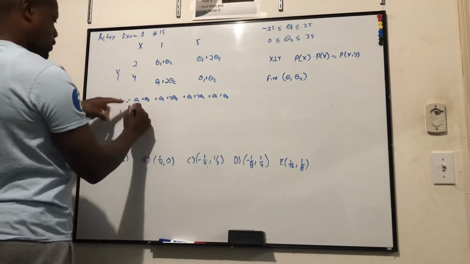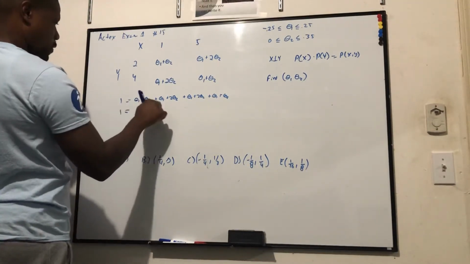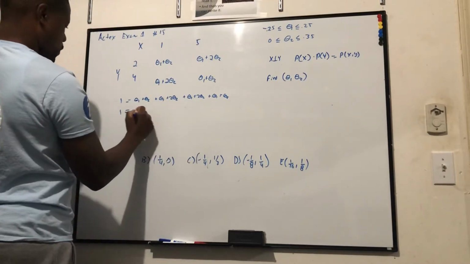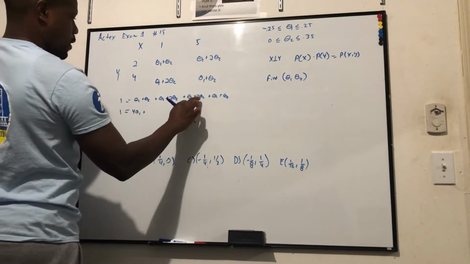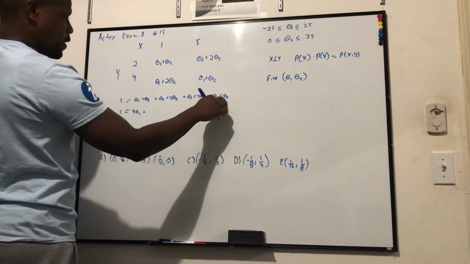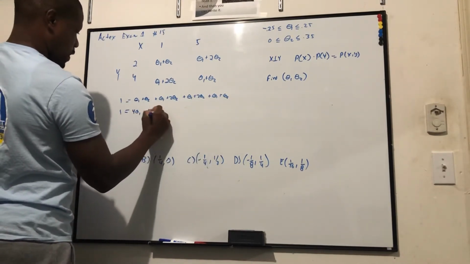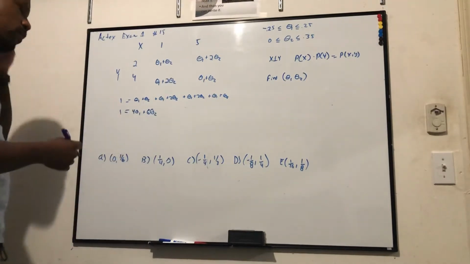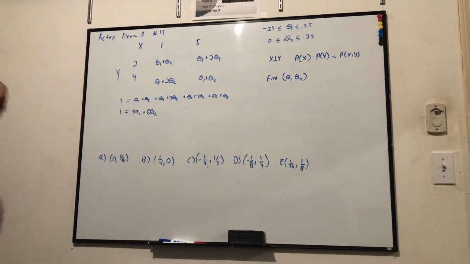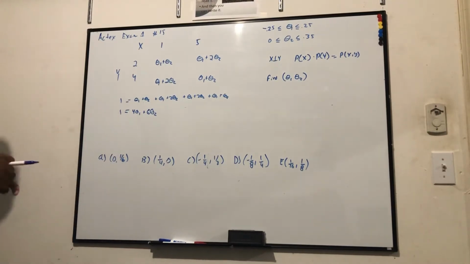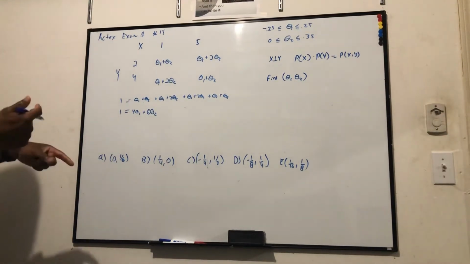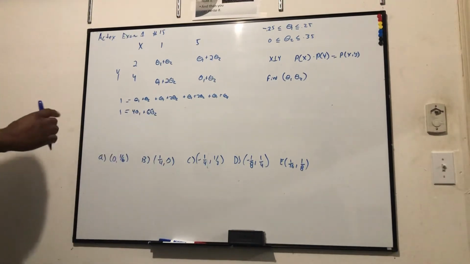Therefore, how many theta 1s do we have? 1, 2, 3, 4. We have 4 of those. And we have 1, 3, 5, 6 of those theta 2s. So we already have our first equation. We know that this is supposed to sum up to 1, which is good. But it still doesn't tell us the answer here.